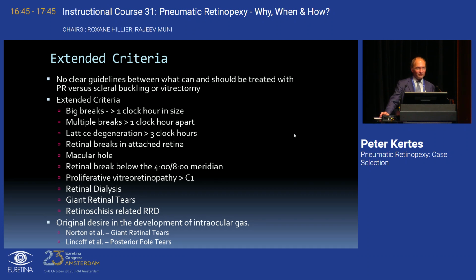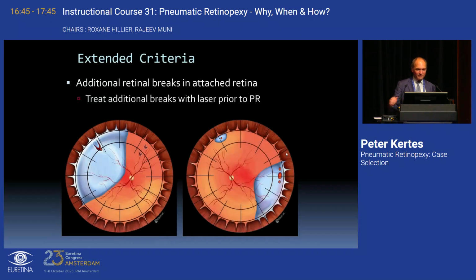So let me walk you through some of these extended criteria, patients that I think are still good candidates for pneumatic retinopexy, or many of which are good candidates. Roxanne talked about the PIVOT criteria. The PIVOT trial did not exclude patients that had additional breaks in attached retina, and I don't think this is a significant contraindication. We just treat these breaks with laser prior to our gas injection.